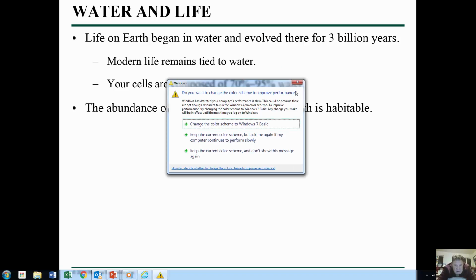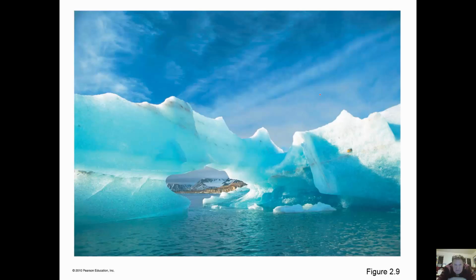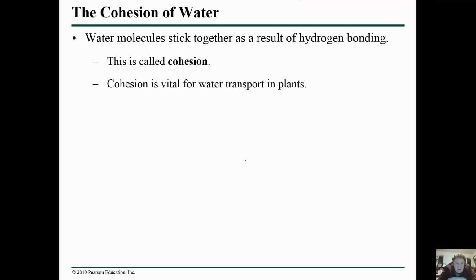Water is very critical for living things. One of the reasons why the Earth is so habitable is because of the amount of water that we have here. And again, that water floats. That water is kind of beautiful. Some of the life-supporting properties of water are that the water molecules stick together, and water has a strong resistance to change in temperature. As we can see, because we live in the bay here, water floats, and water is the common solvent to life.